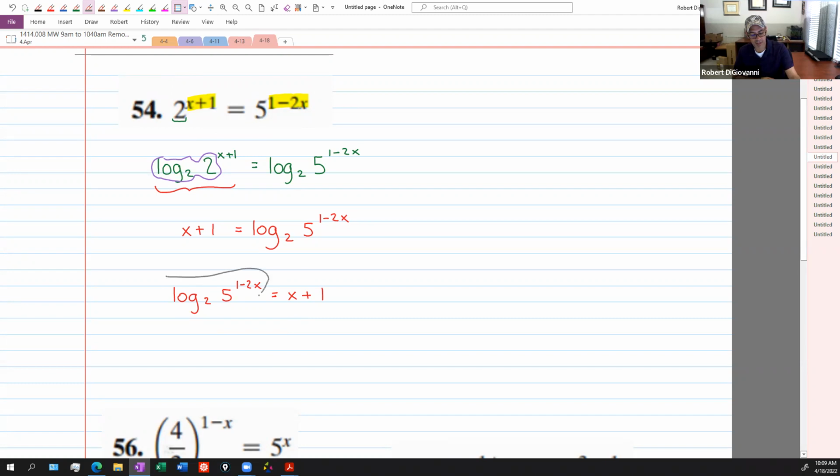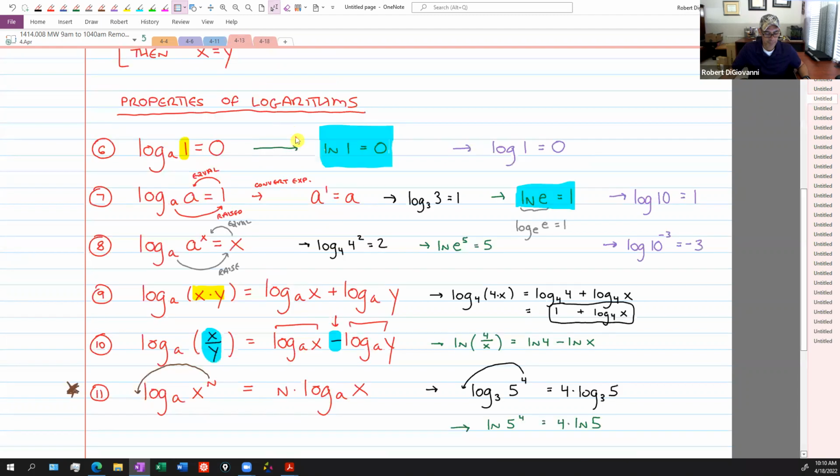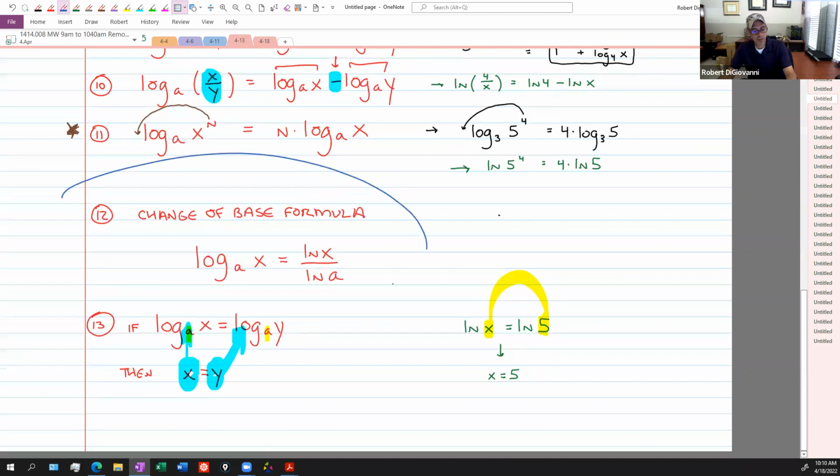This right here on the left-hand side, just agree or disagree with me here. That could be rewritten as natural log of 5 raised to the 1 minus 2x over natural log of 2 equals x plus 1. Okay, what did I do? Why is the left-hand side this? What am I using to do that? Isn't that formula 12 again?